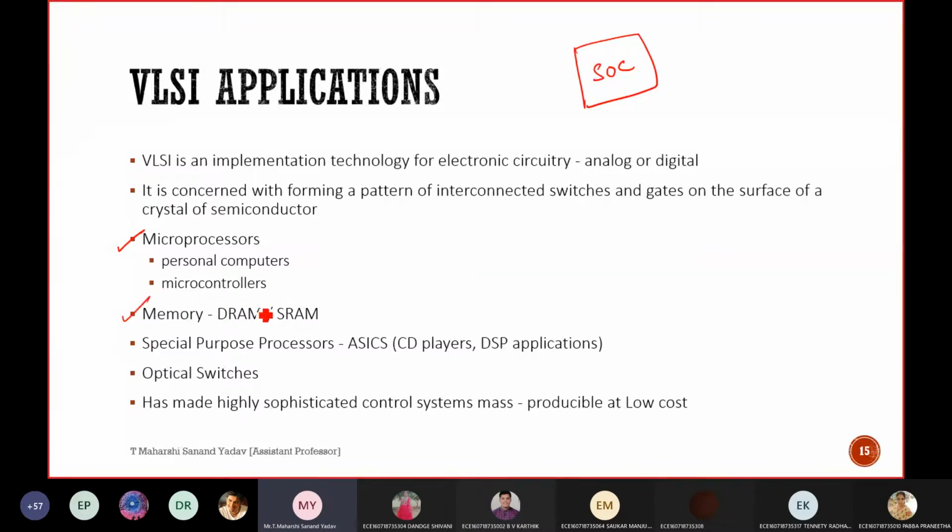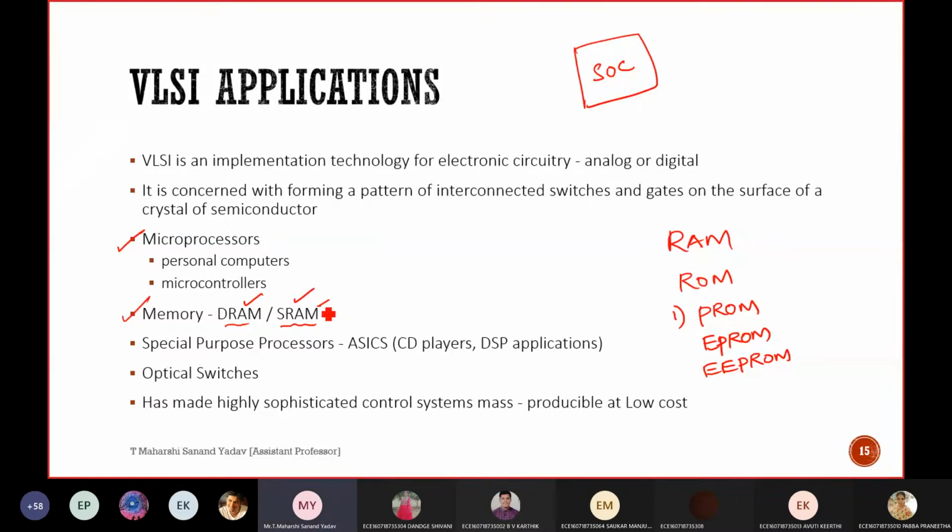Done. Next, memories. What is this DRAM and what is this SRAM? Dynamic RAM, static RAM. Okay, what is RAM and what is ROM? Random access memory, read-only memory. Which one is volatile and which one is non-volatile? RAM is volatile. And again, ROM is classified into PROM, EPROM, EEPROM. Then what is this dynamic RAM and what is static RAM? Dynamic and static.